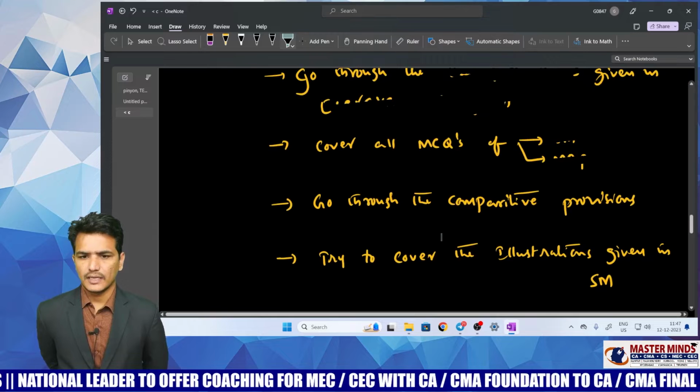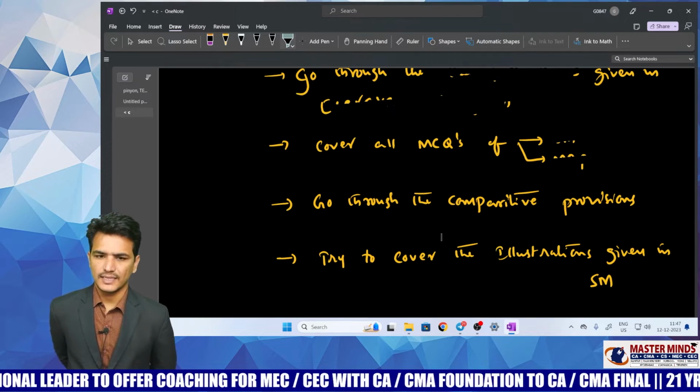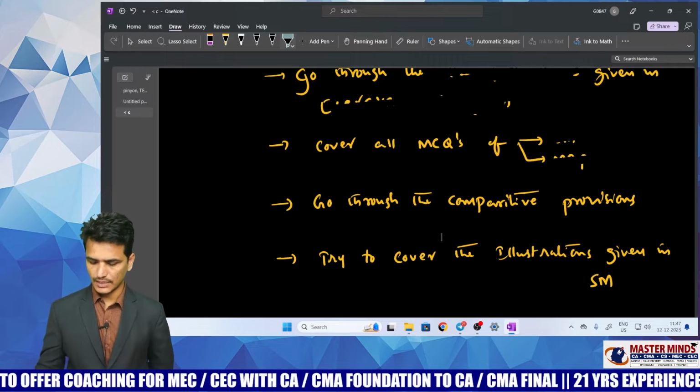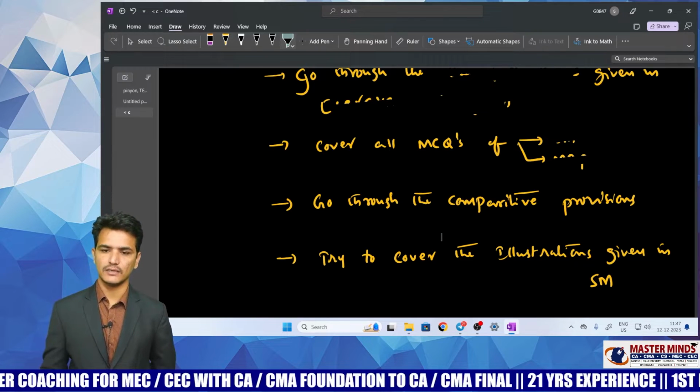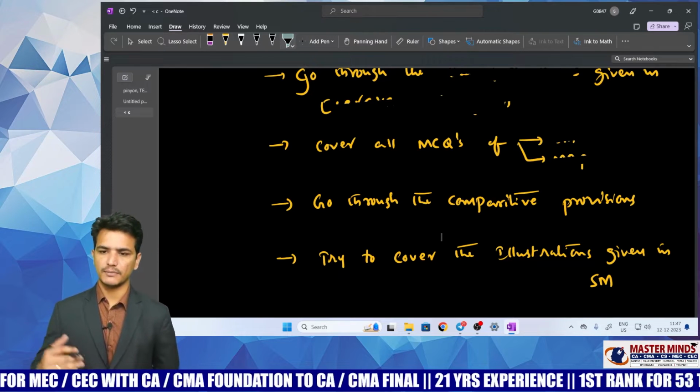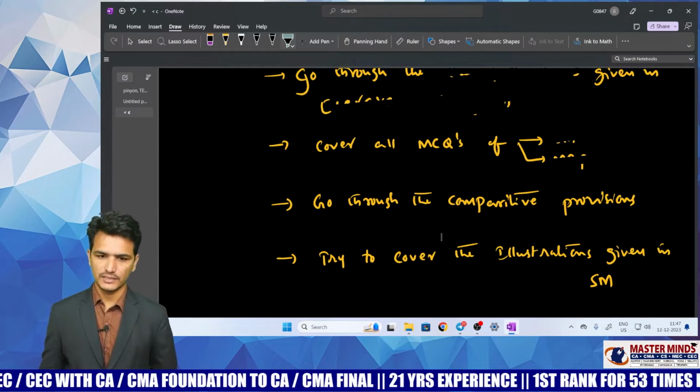For the MCQs in case of corporate accounting and Ind AS, generally you do not have any past examination papers. So you can simply go through the study material and MQPs. Whatever MCQs are given in the study material and MQPs, those itself will be sufficient.